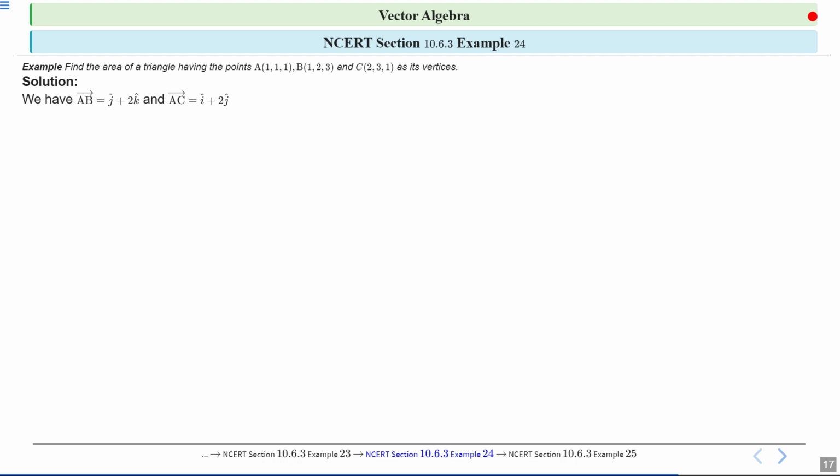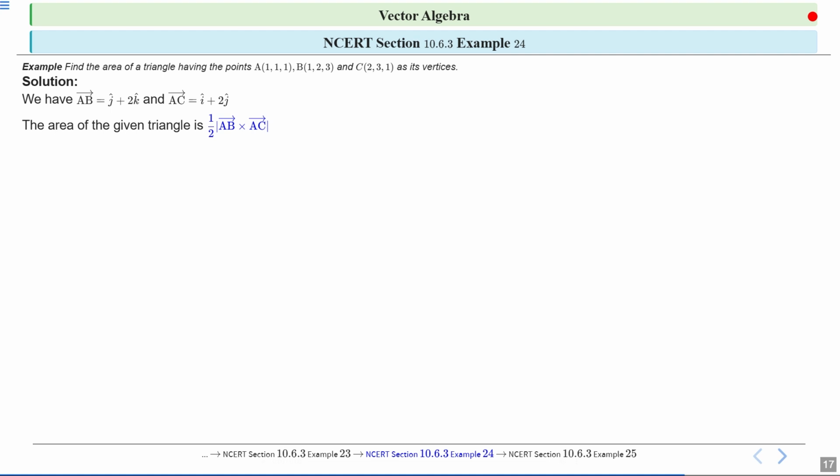We have AB vector as B minus A, subtract coordinates of A from B. So 1 minus 1, 2 minus 1 and 3 minus 1, which gives us 0, 1, 2. So AB vector will be equal to 0 i cap plus 1 j cap plus 2 k cap, or simply j cap plus 2 k cap. For AC, subtract A from C, which is 2 minus 1, 3 minus 1 and 1 minus 1, which is 1, 2, 0. So AC vector will be equal to 1 i cap plus 2 j cap plus 0 k cap, or i cap plus 2 j cap, right? These vectors represent two sides of the triangle.